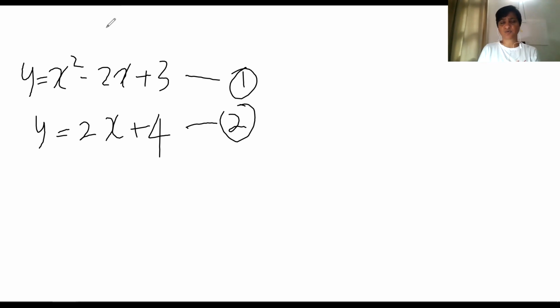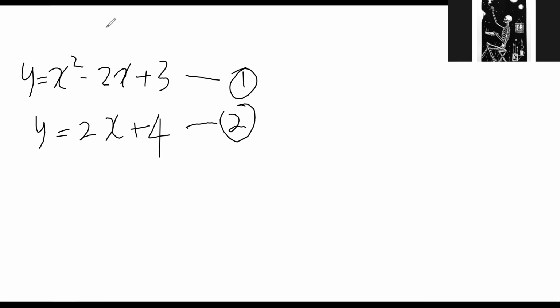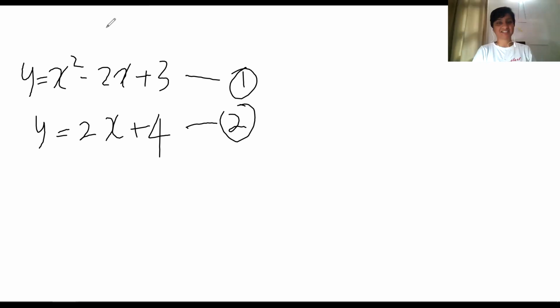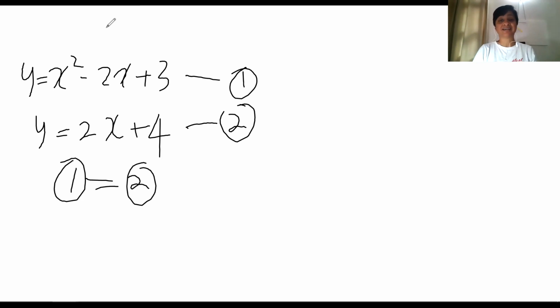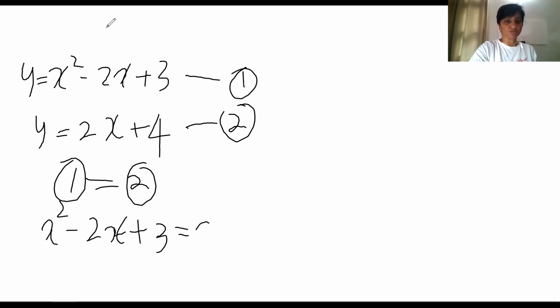Aisha said that you can use the discriminant of the quadratic. Which quadratic? A third equation. When you do the substitution, I can just make 1 equal to 2 because I have y as the subject in both. I get x squared minus 2x plus 3 is equal to 2x plus 4. I get this single quadratic equation of one unknown, just with x or just with y maybe. It can happen either way.